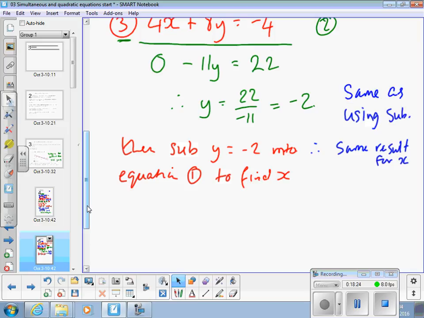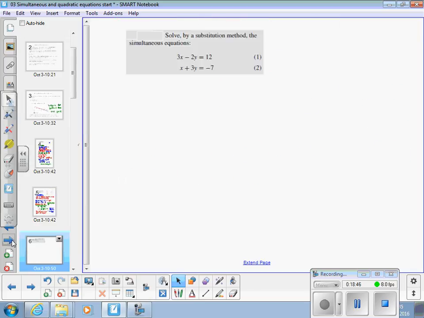Okay? So that method, there's a little less to do really in that method, although there might be some examples where it might be easier to do substitution. The judgment is yours at the time, really. On the next page, solve by substitution method the simultaneous equations 1 and 2 that are on there.